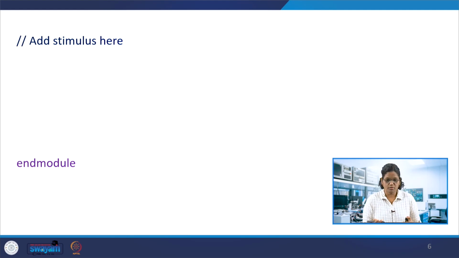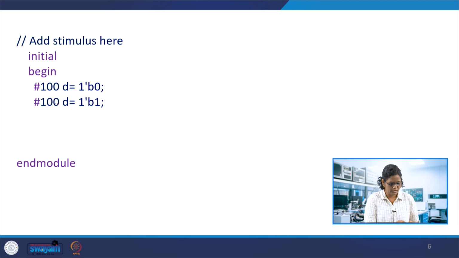Now how should the test bench provide the stimulus? What are the possible inputs it can give to the module? So initial begin, and then we have this. Now the clock keeps moving according to the time of the simulator. So #100 d = 1'b0, since d is a 1-bit data input. The next, #100 d = 1'b1.